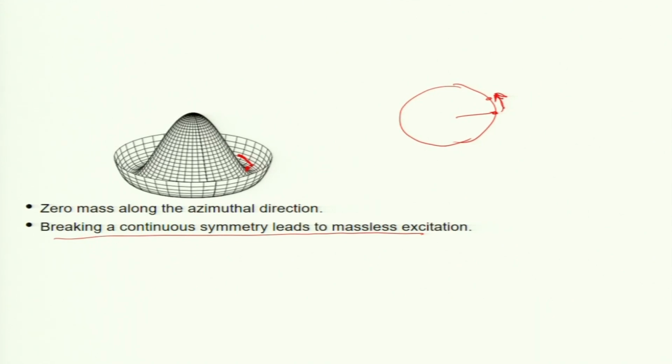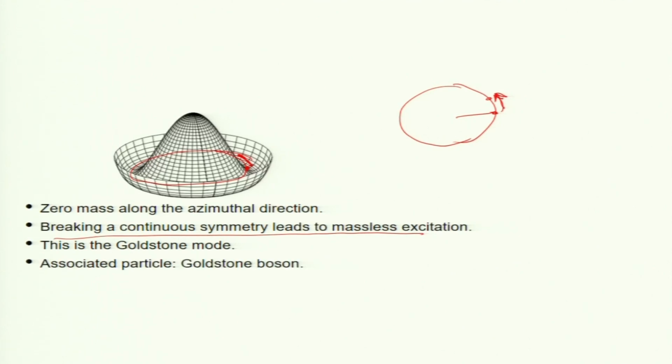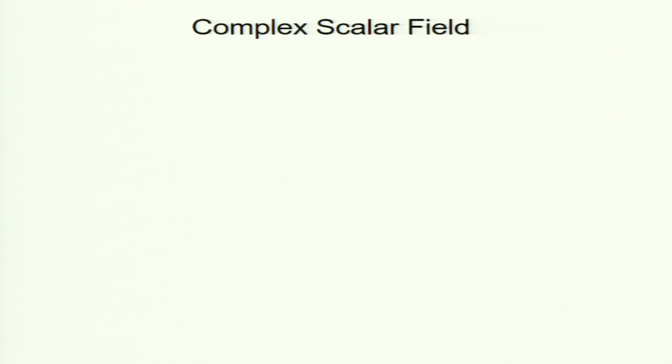So, my solution is now here, and this excitation is massless. This is called the Goldstone mode, and the particle associated with this symmetry is called the Goldstone boson. It has zero mass, that is what you should remember, it has no mass, like the photon has zero mass.